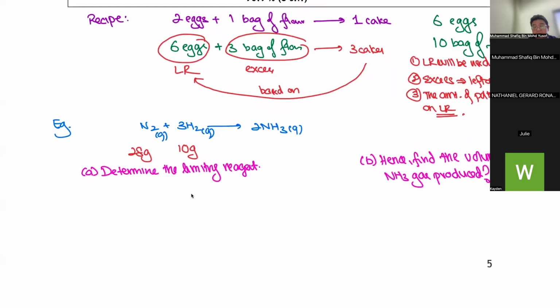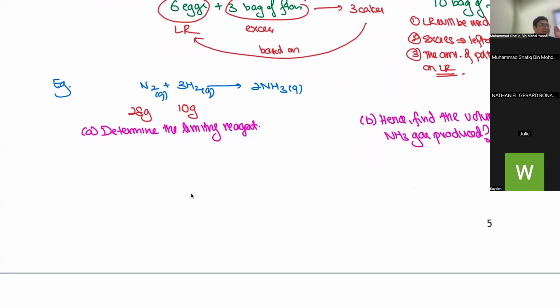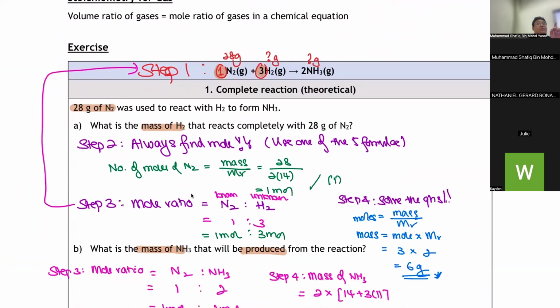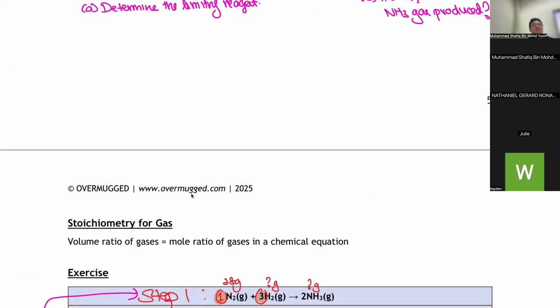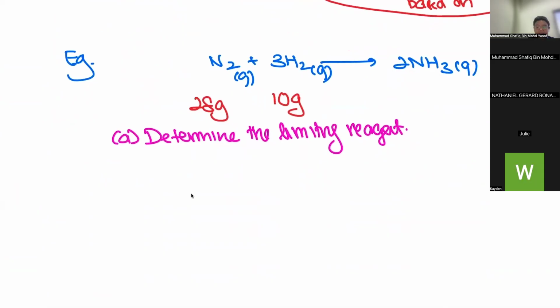Everyone ready for this one? So you can see this time round, the question is slightly different. Now, what is the difference? If you realize, the previous example we did, I only provided the information about nitrogen. I gave you only 28 grams of nitrogen, correct? But this time round, I provided you the information of 2 reactants, nitrogen and hydrogen, correct? 28 grams and 10 grams. That is the difference.